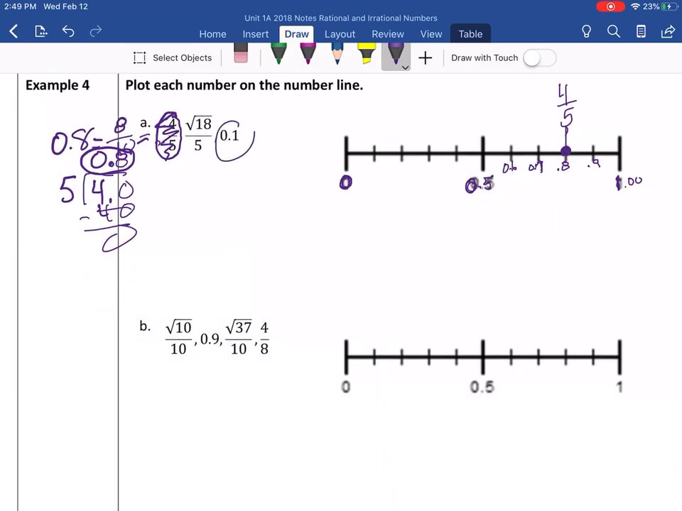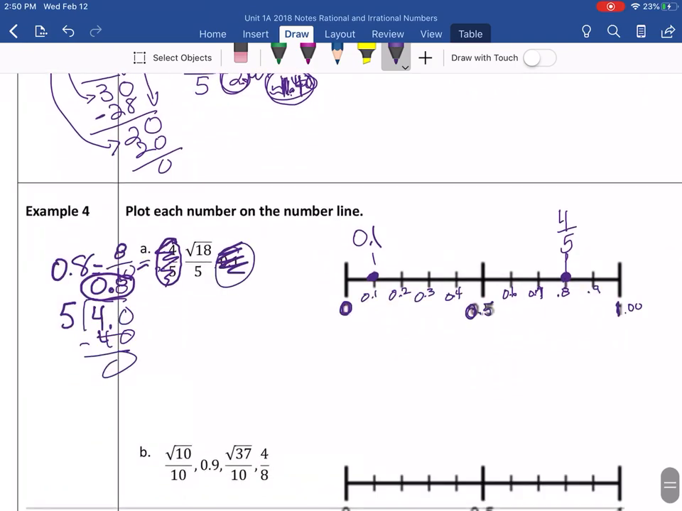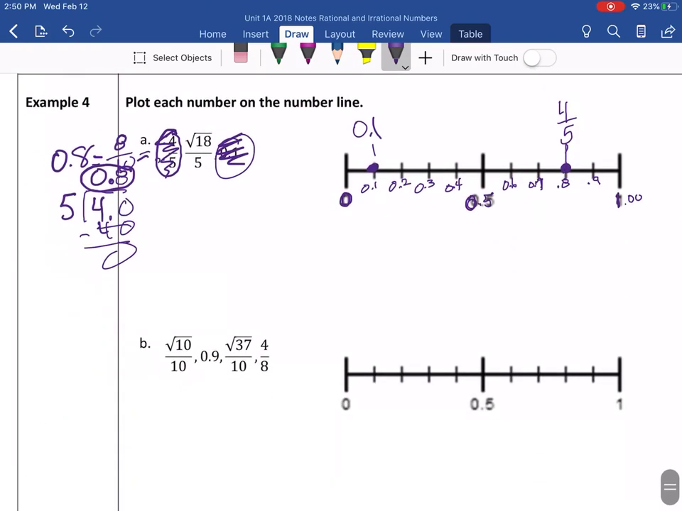Now let's do, I'm going to do the easy one first. We have a 0.1. Well, here's 0. If this is 0.5, this is 0.4, 0.3, 0.2, 0.1. That's easy enough. I'm just going to put a point right here. This indicates 0.1. Now all I have to do is plot the square root of 18 over 5 on that number line. What is the square root of 18 closest to? Well, we can go between the square root of 16 or the square root of 25.